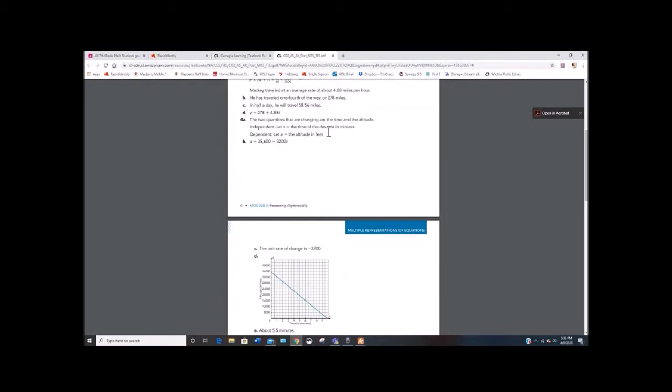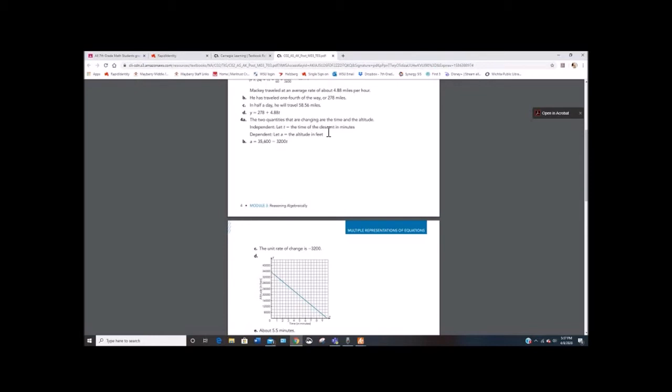Independent is minutes, dependent is altitude. Interesting. Okay, so I had them backwards. I'm glad I checked. All right, independent means that it doesn't depend on anything else to change. So our independent is the amount of minutes. So the time.